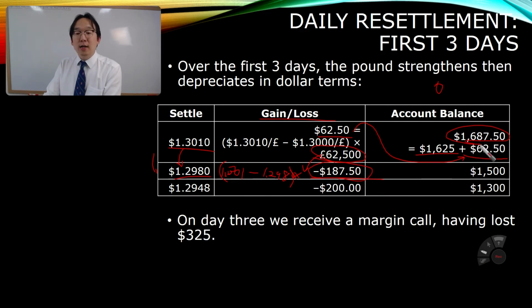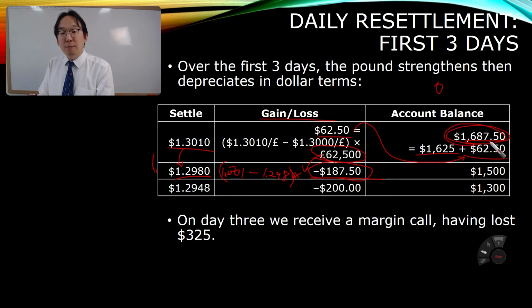So what do we do? Well, starting from 1687.5 minus 187.5, you will get $1,500. Make sense? So that's your account balance. Would you get a margin call? Remember that was 1,300? Far from it yet.